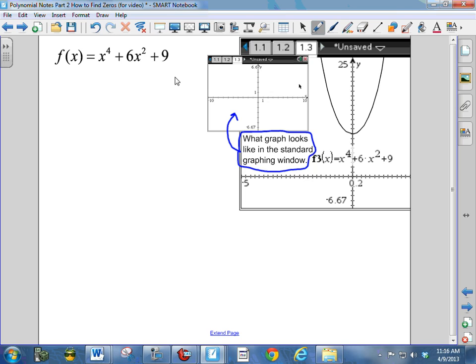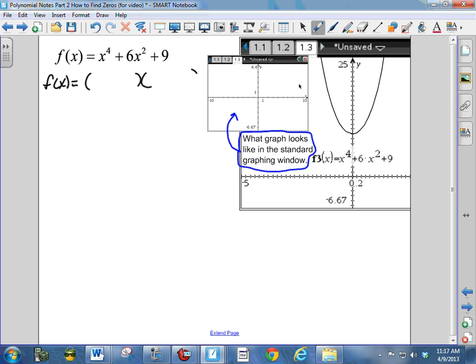I can't find them at all. However, there are some fourth degree functions that are in quadratic form. Notice we have an x to the fourth, an x squared, and a 9. We don't have an x to the third or an x term. If we don't have those terms, then we have what's called a fourth degree that's in quadratic form, and so we can factor it as if it were quadratic. So this involves just straight factoring skills.